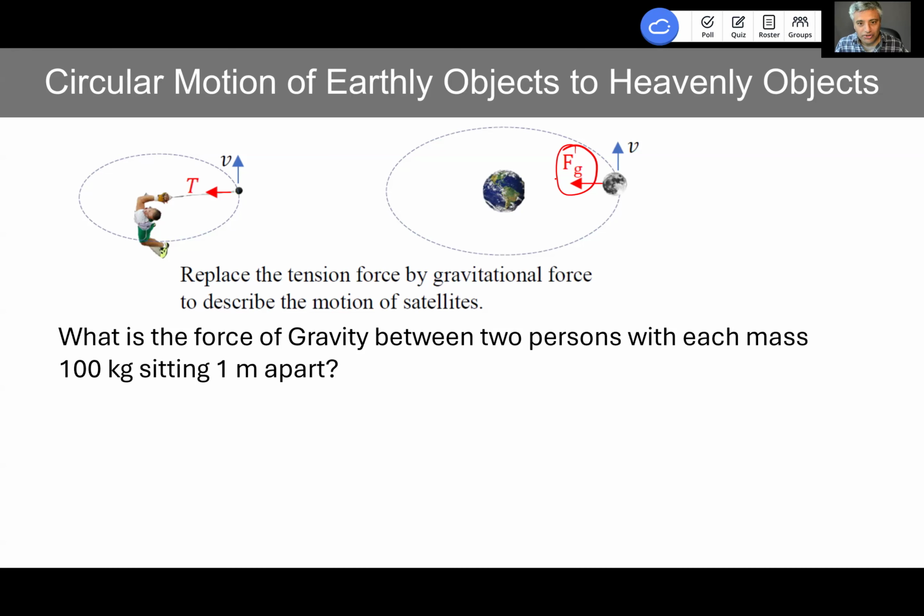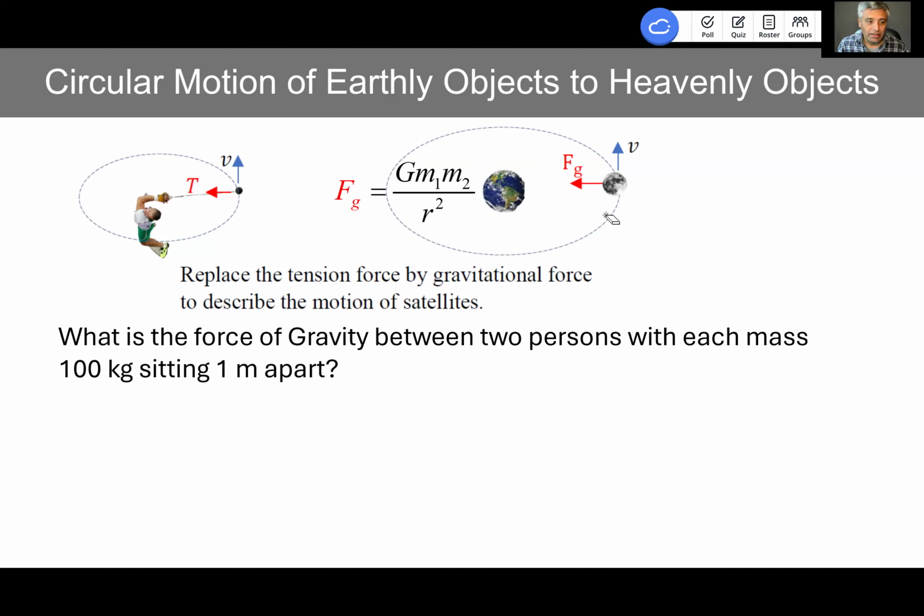And it's not limited to the motion of satellites around the Earth. It can be applied to the motion of any object that is going around a larger object. Okay, so that's the beauty of physics. You can apply it anywhere. Okay, so now with that said, let me show you the equation for the force of gravity.